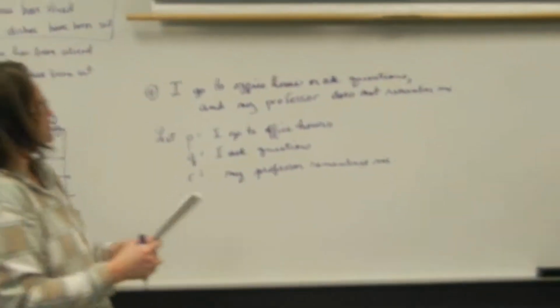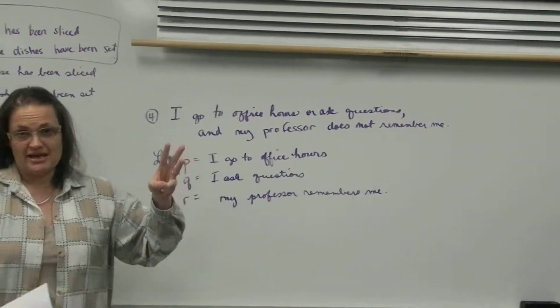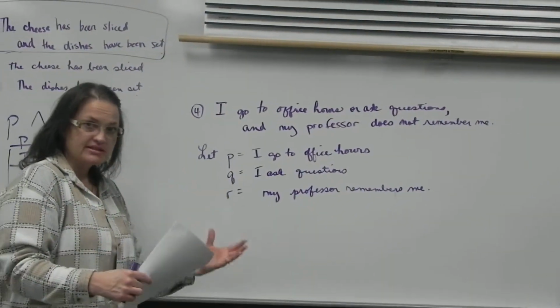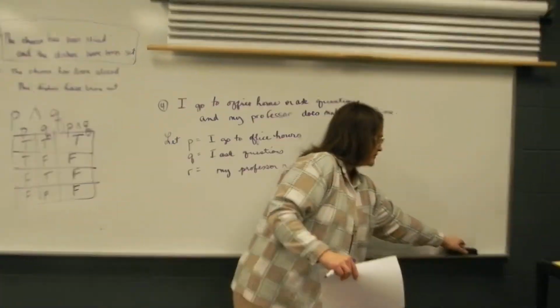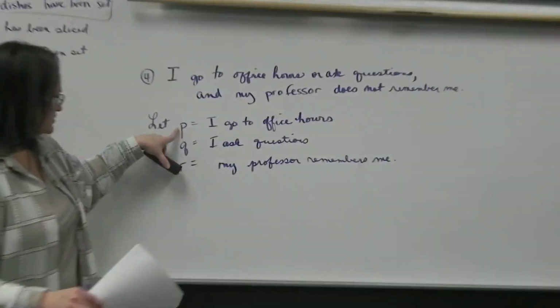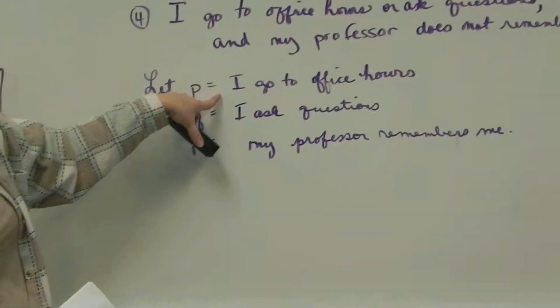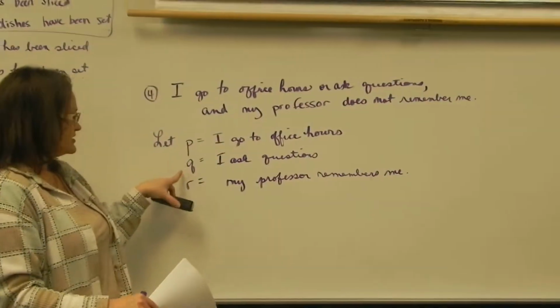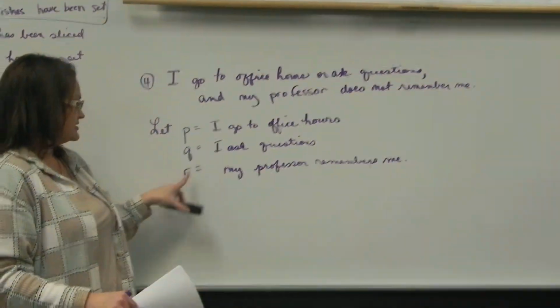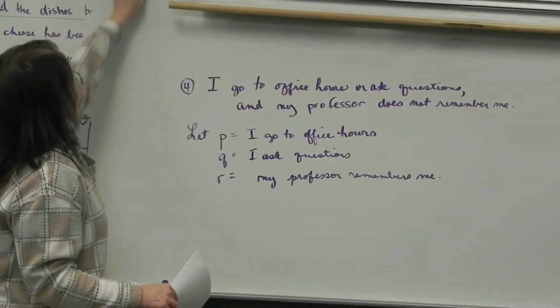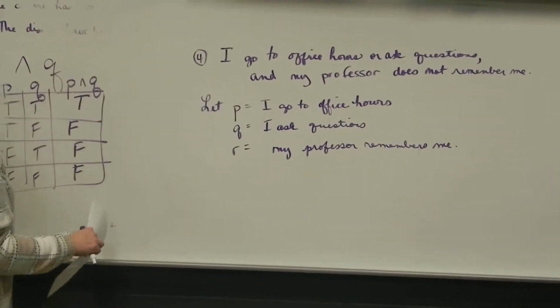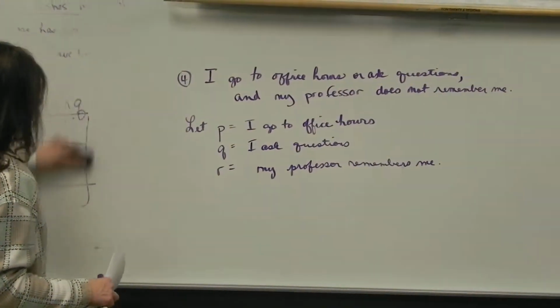Number 4, a little longer even, you've got 3 statements to evaluate. So we're going to extend what we've learned here with 3 variables. So we've got the 3 statements we're going to represent with P, Q, and R. Statement P is I go to office hours. Statement Q, I ask questions. And statement R, my professor remembers me. Remember, a simple statement just conveys one idea. So those are 3 simple statements.